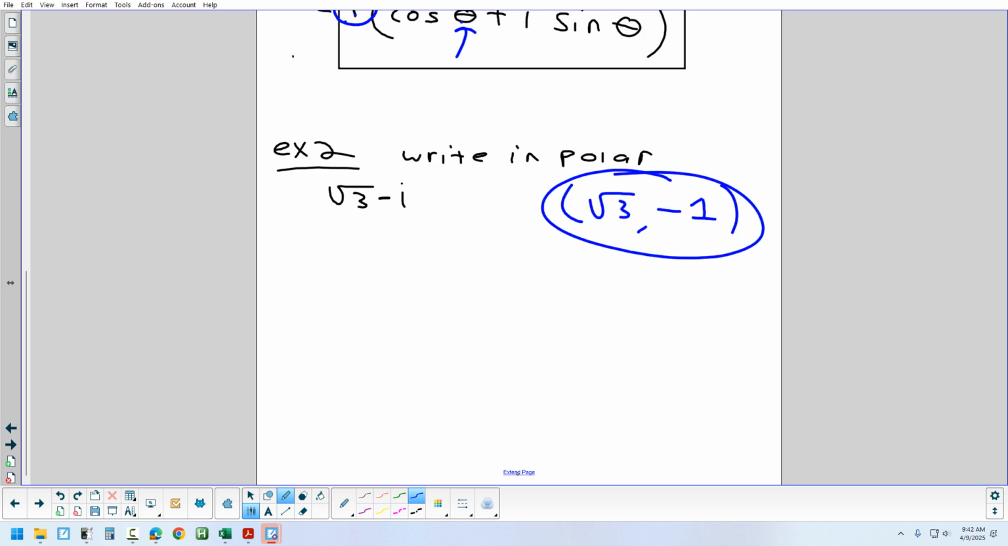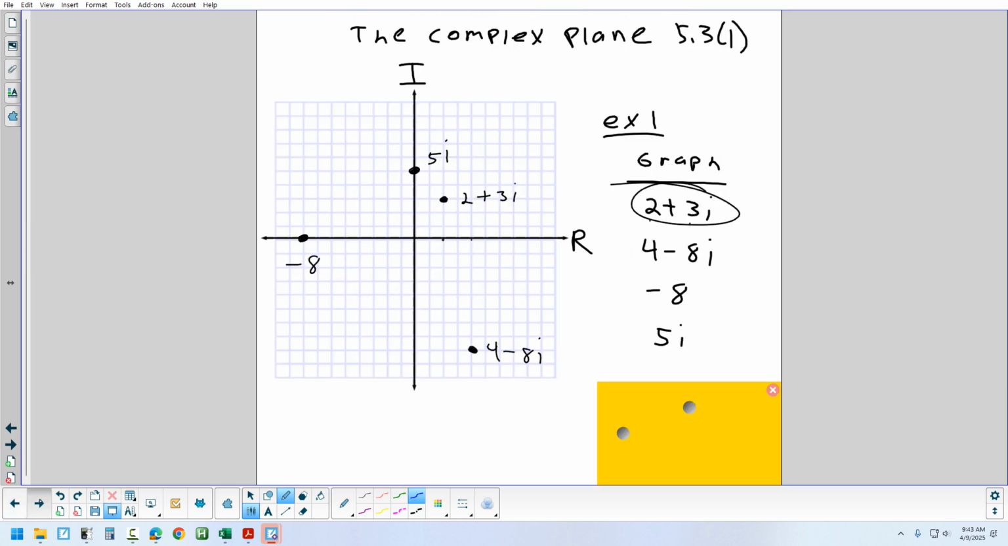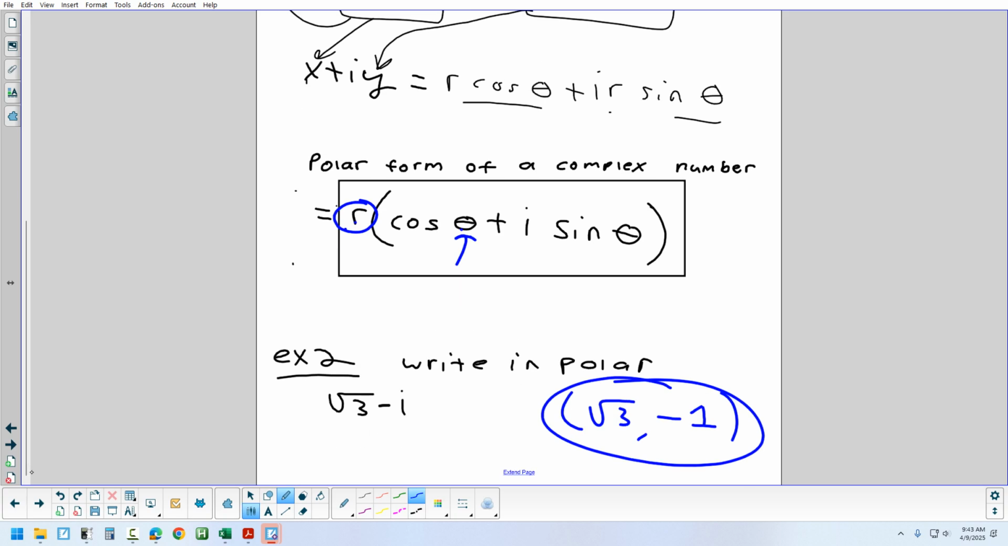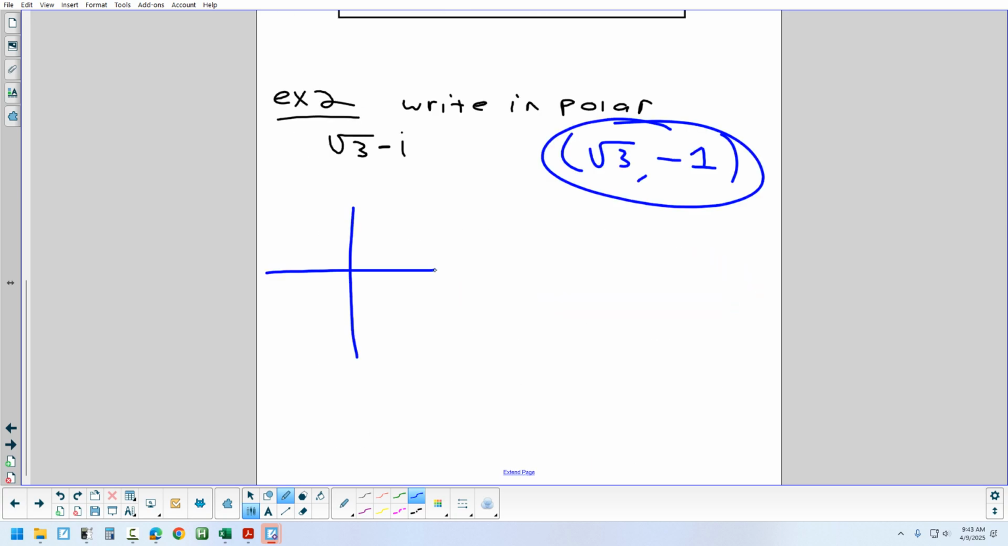So, first thing you have to do when you write something in polar is graph your point so you know the quadrant. Because depending on the quadrant, it's either inverse tangent y over x, or what do you sometimes have to add to it? Sometimes you have to add 180 if you're in quadrants 2 and 3. Yeah, 2 and 3. Okay, so let's graph that. That's why I just showed you how to graph complex numbers and see what quadrant we're in. This doesn't have to be a perfect sketch. We're not sketching it here to sketch it. We're sketching it here to figure out the quadrant.